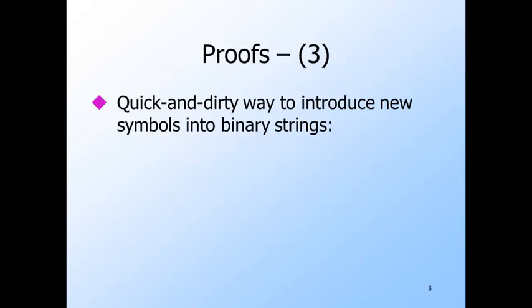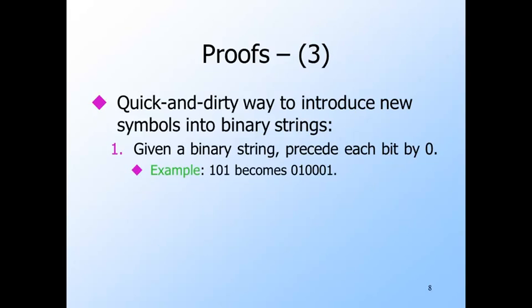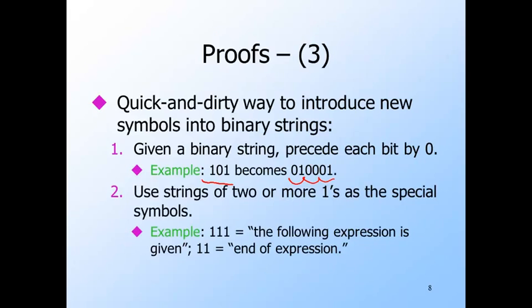The following technique is useful not only here, but in general as a way to introduce new symbols with any meaning into binary strings while still keeping the strings binary. First, given a binary string, expand it by inserting a 0 in front of every bit of the string. For example, 101 becomes 01, that's the first one, 00, that's the 0 in the middle, and then 01. Now, as a consequence of this change, strings have no consecutive ones. Use strings of 2 or more ones as the new symbols.